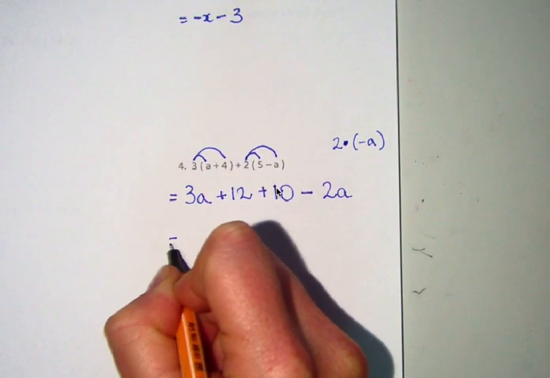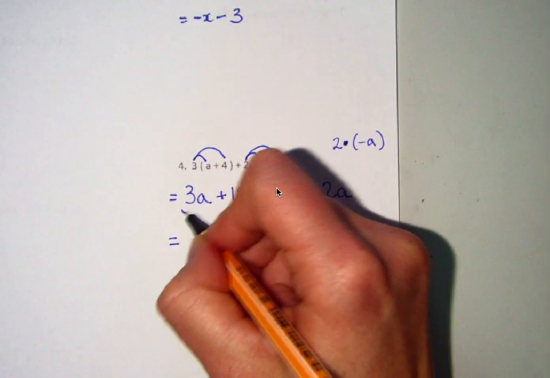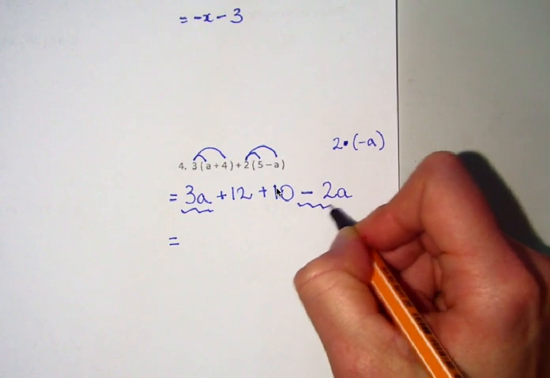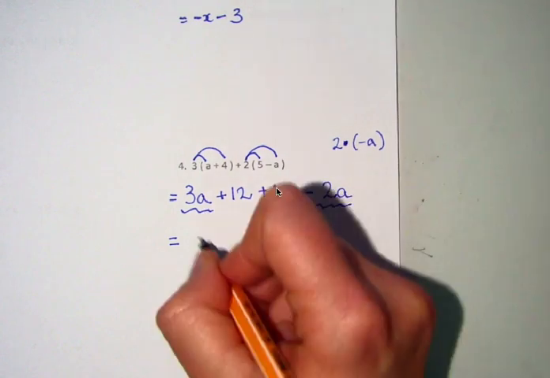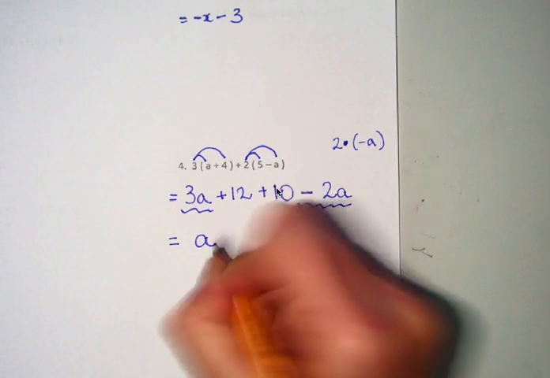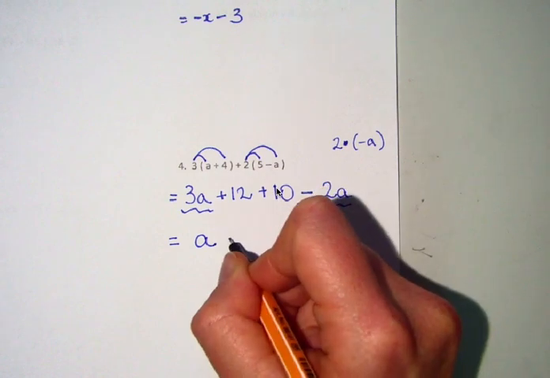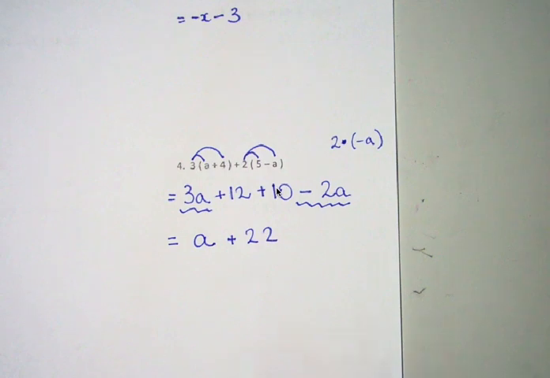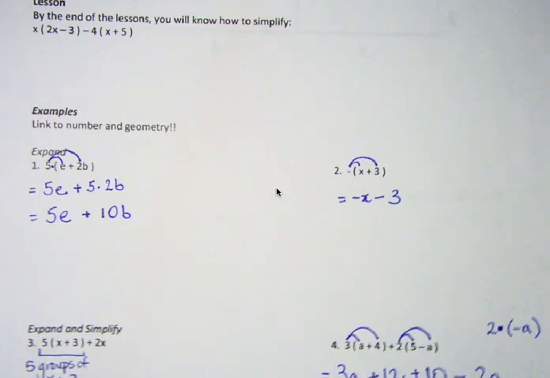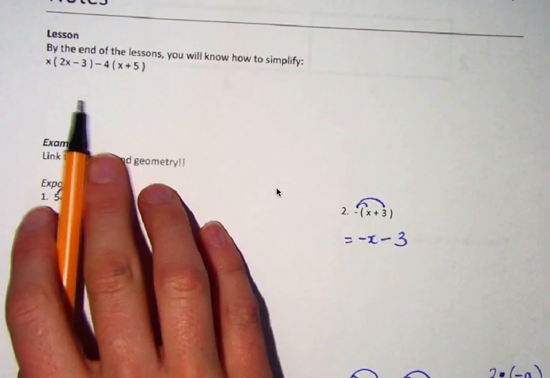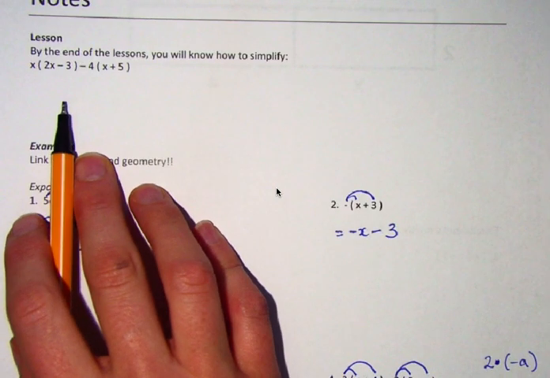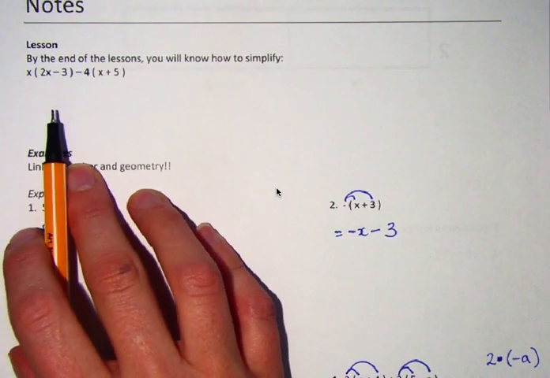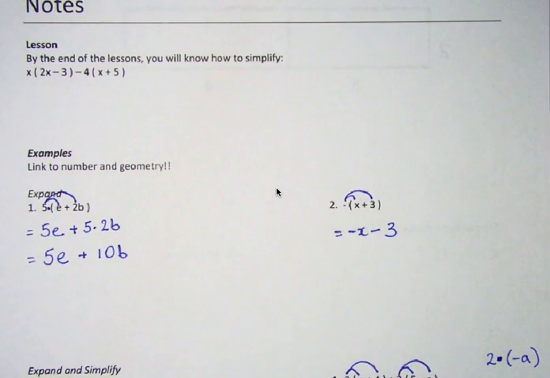Okay, and we can take it 1 step further. These 2 are like terms. 3a minus 2a is just a, plus 12 plus 10 is plus 22, right? Okay, now you should be able to do a question like this. This is a little bit harder. Press pause, have a go at the question, and when you think you're ready to check the answer, press play again.